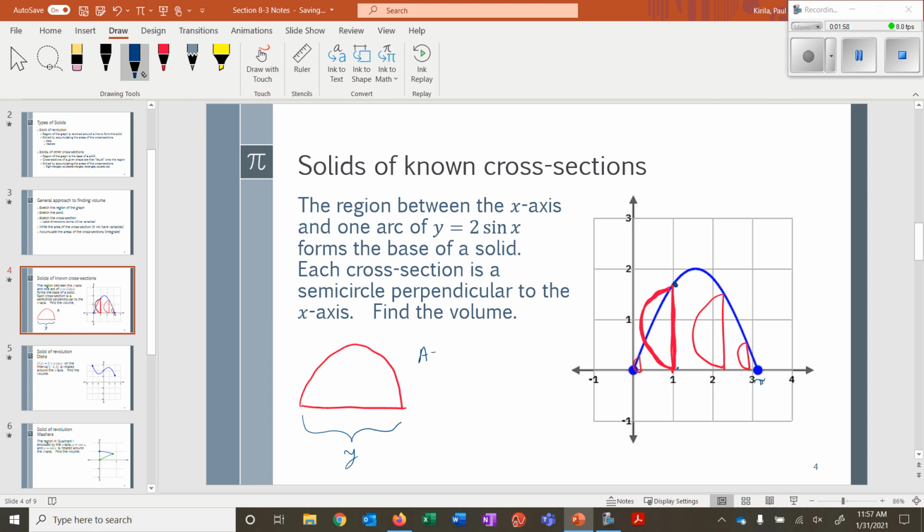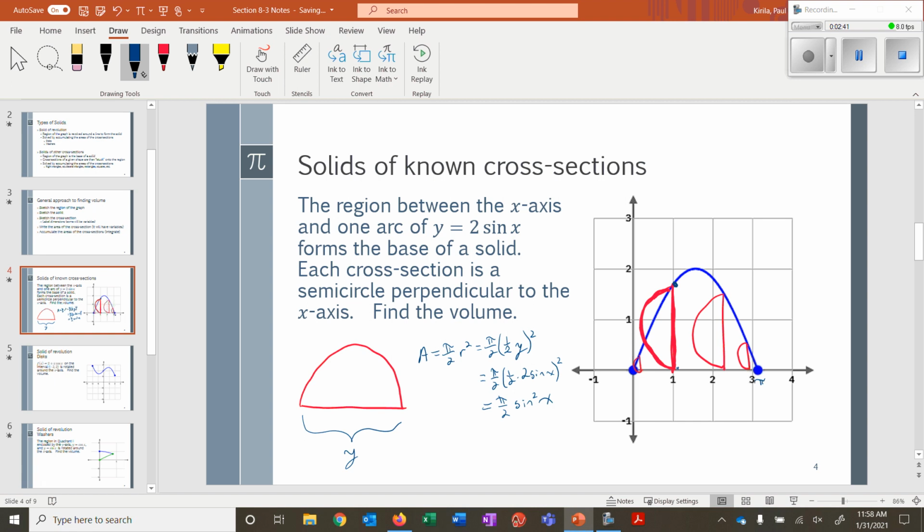So my diameter is y. Well, the area of one semicircle is pi over 2 r squared. Well, my radius is going to be half of y. So I have pi over 2 times 1/2 of y squared. But I'm told that y is 2 sine x. So I have pi over 2 times 1/2 times 2 sine of x squared. And then if I simplify this, because remember, I don't have to simplify, but it's nice to do a little simplifying if I'm going to use this, and I am going to use this. I get pi over 2 times sine squared of x.